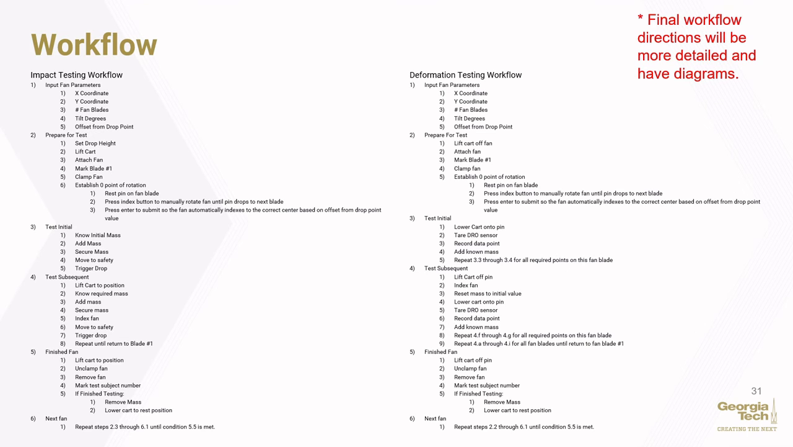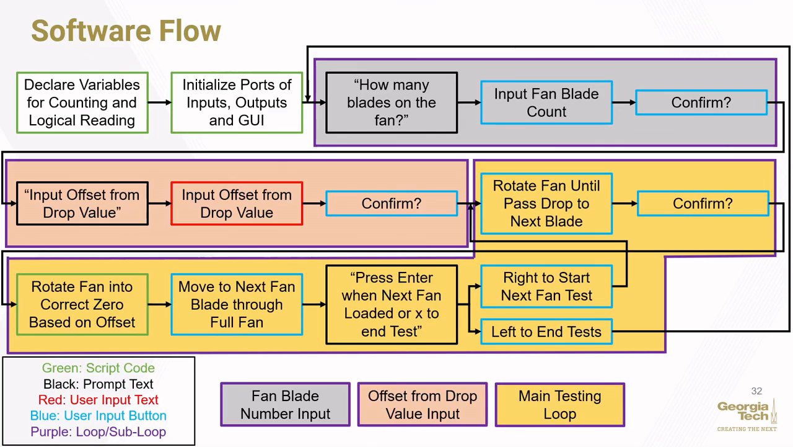Here you can see a simplified overview of the workflow for using the fixture, including the fan blade, number input, angle, tilt degrees, and offset from drop point. These instructions will allow the operator to keep consistent and precise data over the range of fans being tested in each batch. The software flow shown here describes the coding procedure of the fixture that will allow the electronics to automate the process of testing with more precision and accuracy.